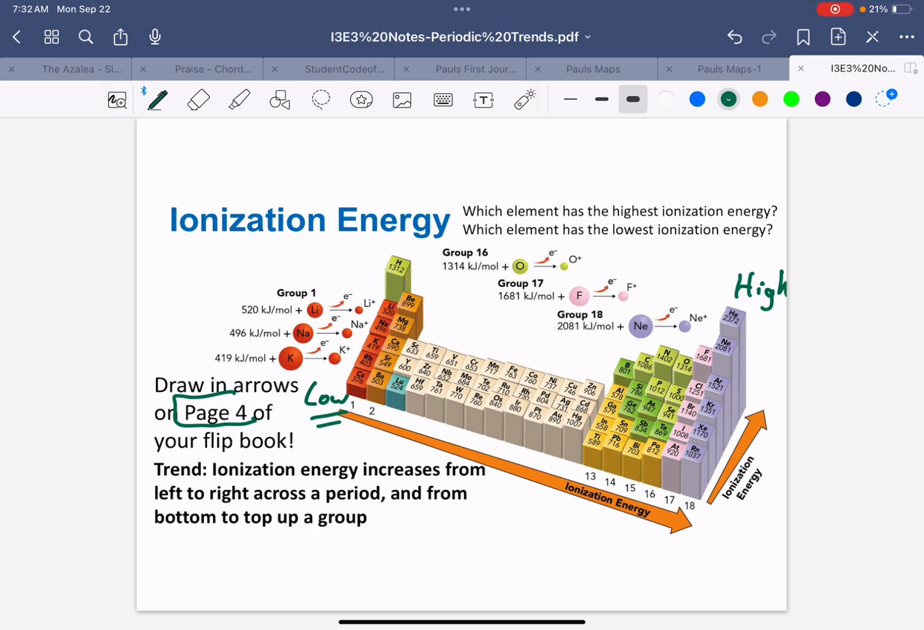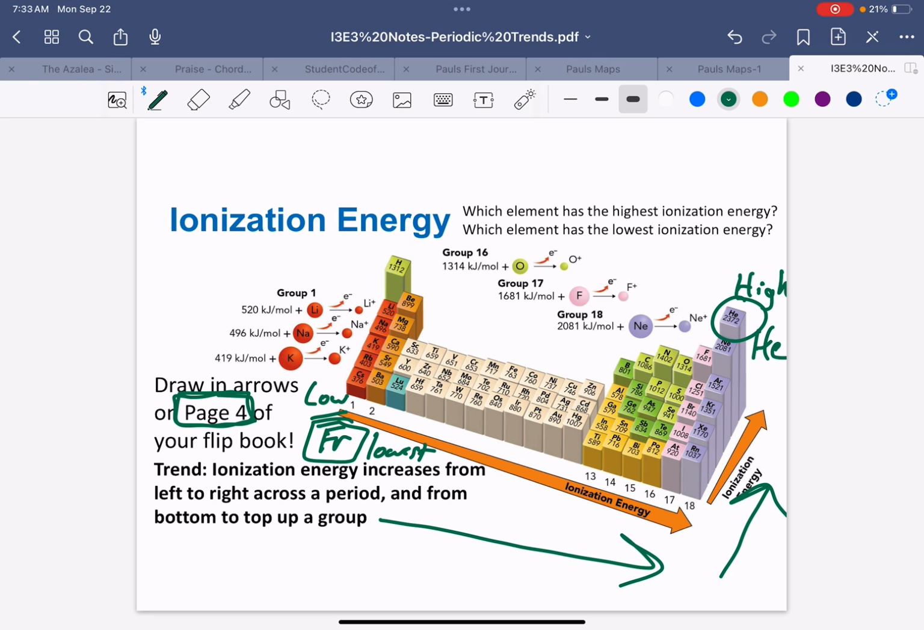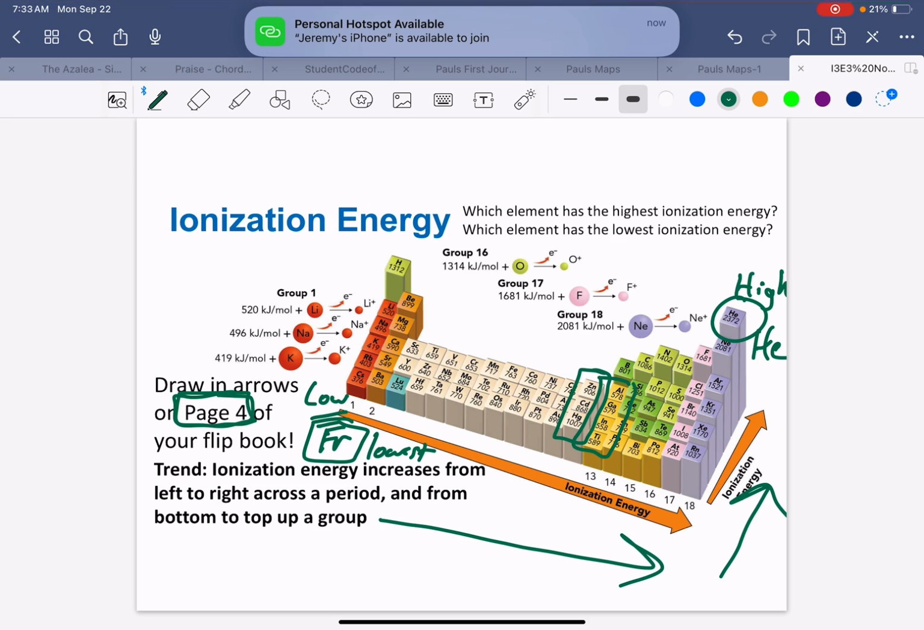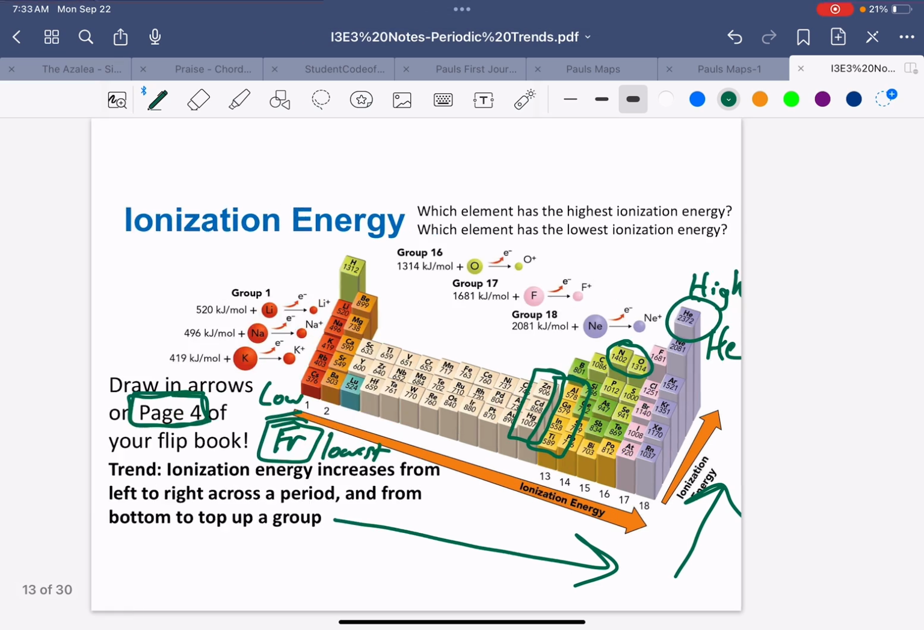So let's go to page 4 in our flip book, and let's draw these arrows. We're going to draw arrows to the right and up, and we're going to make a note that helium is our highest value, while francium, you can't see it on here, would be our lowest. And that's really what you need to know here for the trends. Sure, are there some exceptions? Yeah, if you're looking at zinc to aluminum here, or cadmium to gallium, there are definitely some exceptions. You'll notice nitrogen drops to oxygen. That's more of an advanced level topic.